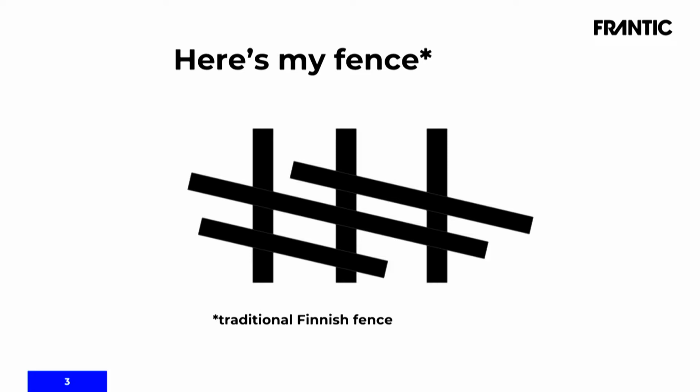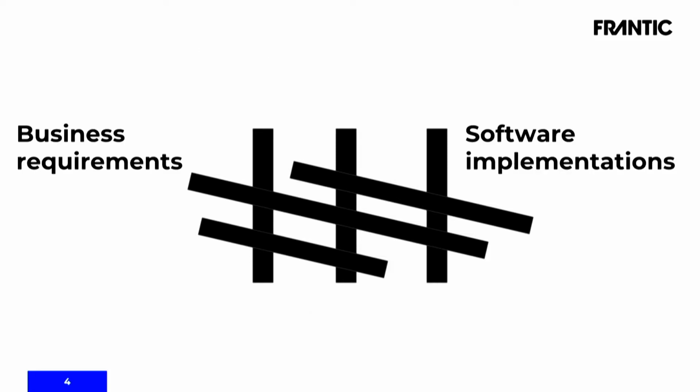But my fence is a bit special since on this side of the fence we have business requirements, and on the other side of the fence we have software implementations. And now, in my opinion, a lot of software development is us trying to get from this side to that side. So how do we go about getting over the fence from our initial business requirements to software implementation?